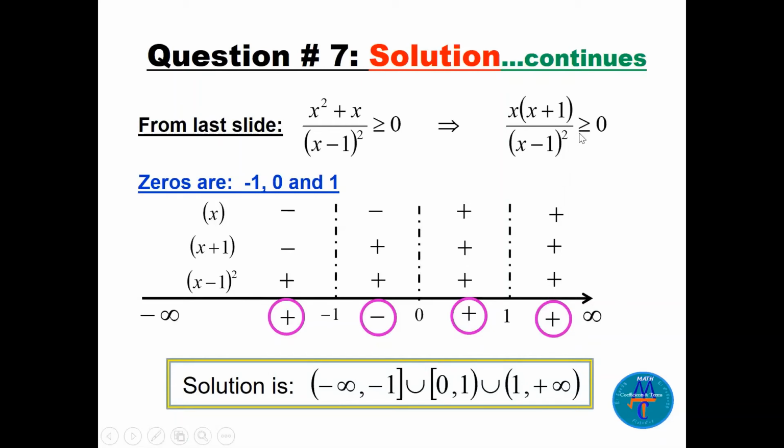We need greater than or equal to 0. So I have to choose that interval from minus infinity until minus 1, and then 0 to 1, and then 1 to infinity. Now, it should be all closed because we have greater than or equal. But remember, remove all the zeros of the denominator, so 1 should be only open, at 1 open. Otherwise, we put it closed.